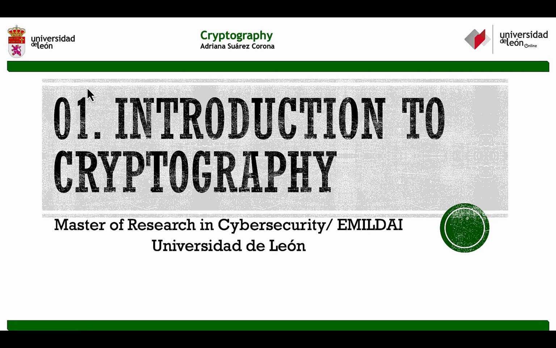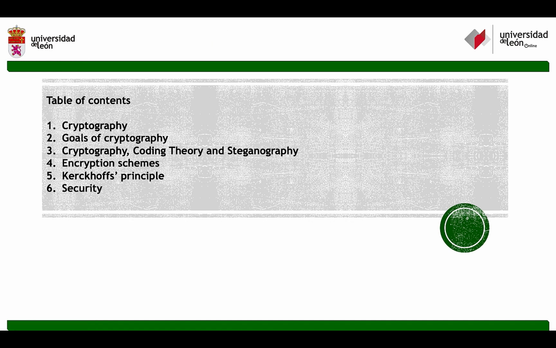In this chapter, we will make an introduction to cryptography and the course in general. We will start seeing what cryptography is, then we will continue with the goals we want to obtain by using cryptography, then some differences between cryptography and some areas that are related, like coding theory and steganography, and then we will start focusing on encryption schemes and some basic definitions there. We will end the chapter talking about Kerckhoffs's principle and in general about security.